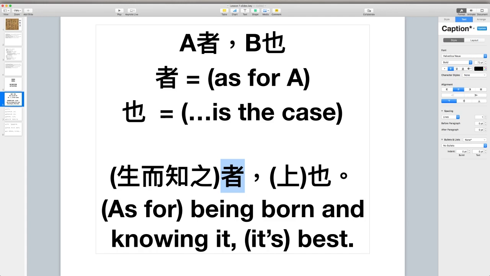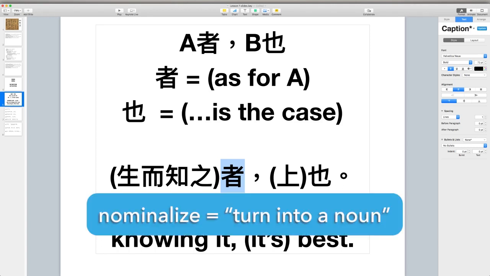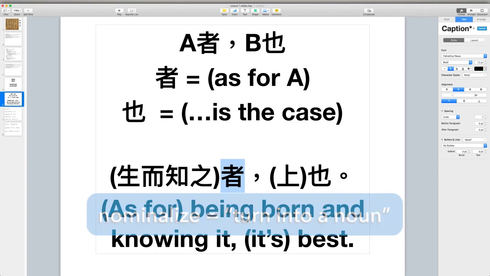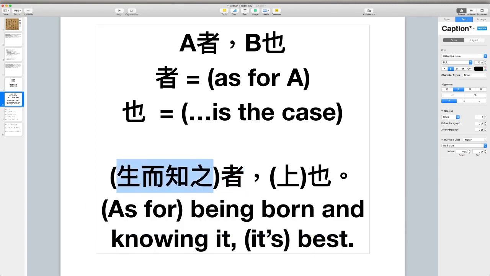I don't think Fuller really explains this, if I remember right, but to nominalize something just means to turn it into a noun, right? So this would be a verbal phrase, to be born and to know it. 者 nominalizes it. So being born and knowing it, that's now a noun phrase, right? And then we go to the comment, 上. In this context, it means best, or highest, right? It's the best situation. So being born and knowing it is best, right?